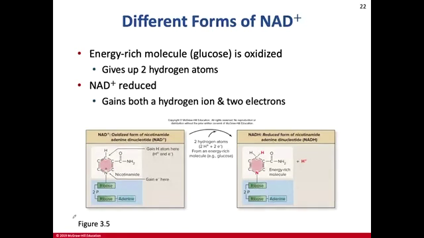The way to determine whether a molecule is oxidized or reduced compared to another one is to simply count the number of carbon-hydrogen bonds in the molecule. If we look here, the ribose, the phosphates, the second ribose, and the adenine don't change between this side of the reaction and this side of the reaction. So those are the same.